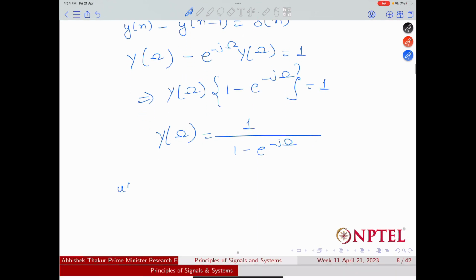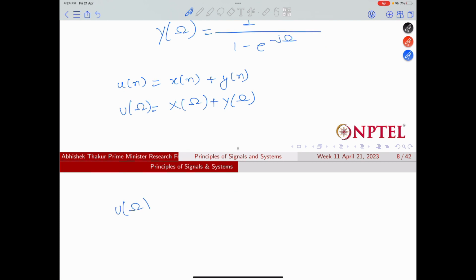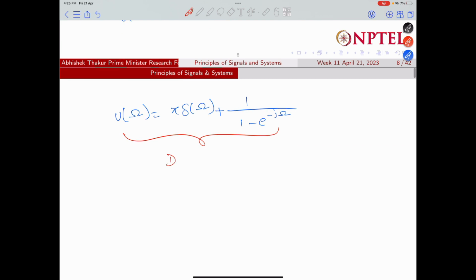And we know that u of n is equal to x of n plus y of n. So U of omega, using the linearity property, is equal to X of omega plus Y of omega. So here we can write U of omega, where X of omega is pi into del of omega, and Y of omega is 1 by 1 minus e to the power of minus j omega. So this is the DTFT of the unit step function. If you have any doubt, you can ask in the comment box.